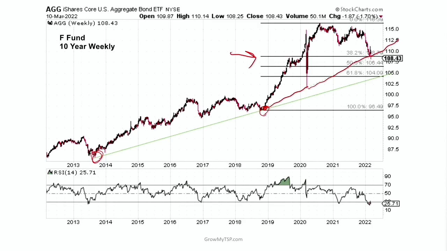And we talked about it for the last couple of weeks. This was a great point that we could have seen support for the F fund. Unfortunately, we did not see support, and we're going to talk about that in a second on the 2-year weekly charts.